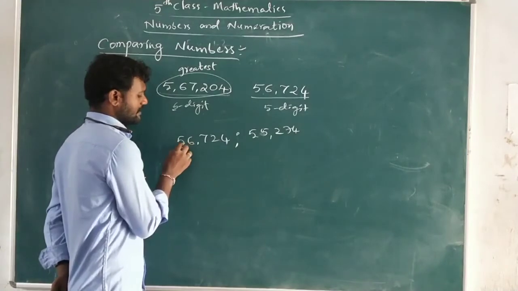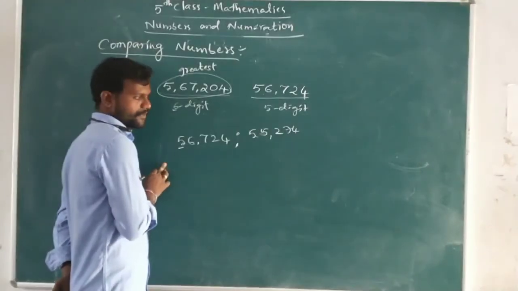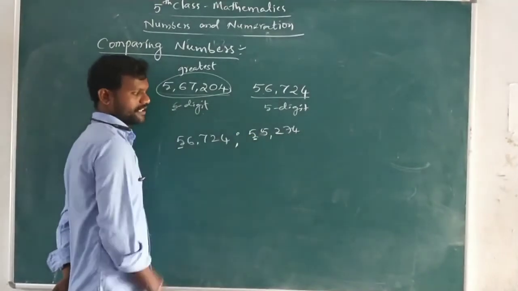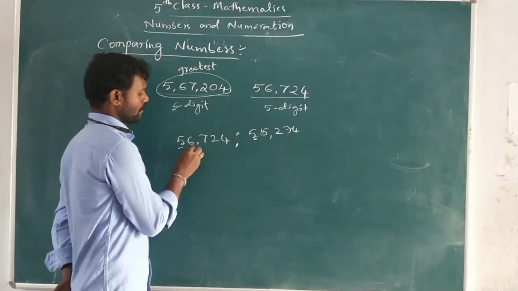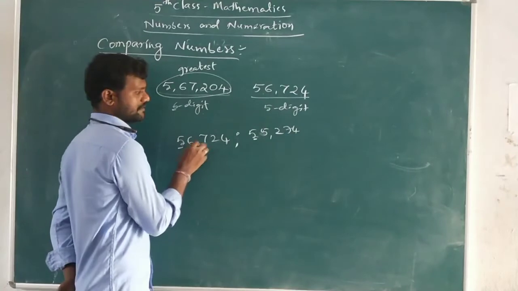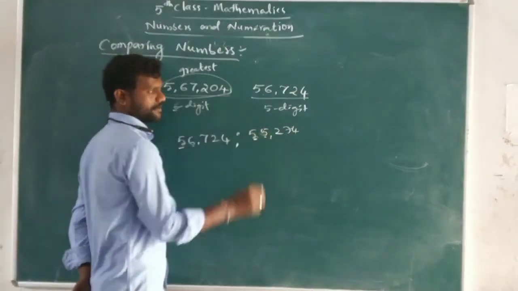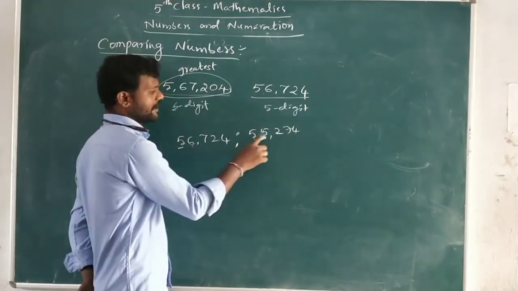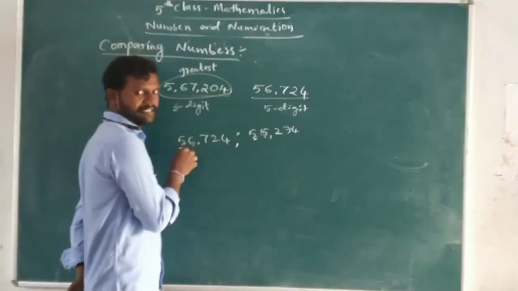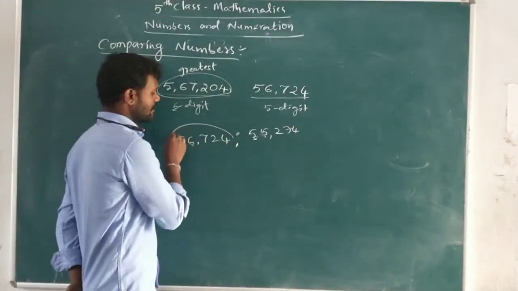The first digit is what? 5 here. What is the first one here? 5. Both are same. Then go to the second one. What is the second one here? 6. What is the second one here? 5. They are different, 6 and 5. Which is bigger? 6 is bigger. So this number is bigger.